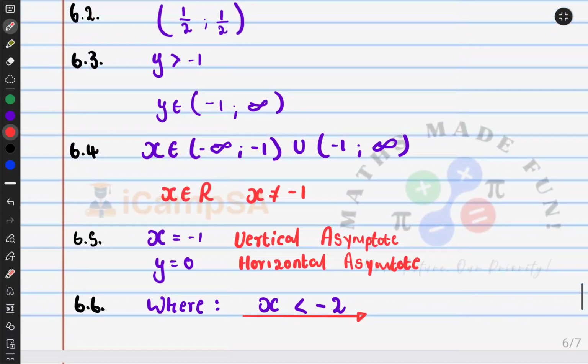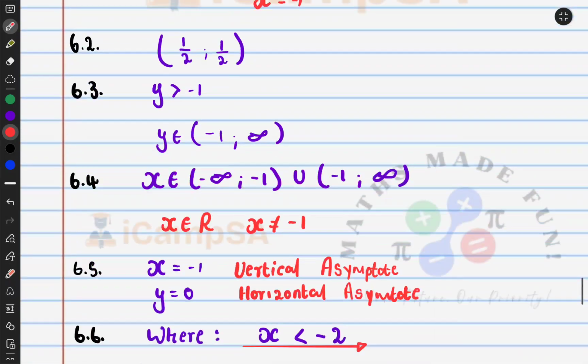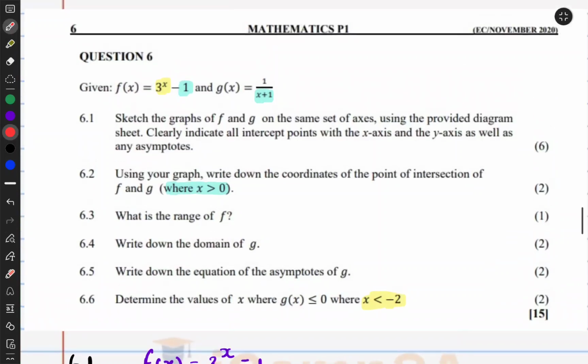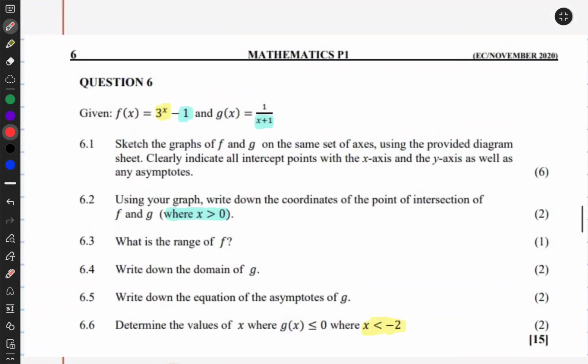Yeah, and this is how you will basically go about answering this question. I think it was the last part of this question paper from 2020. It was written in the Eastern Cape.